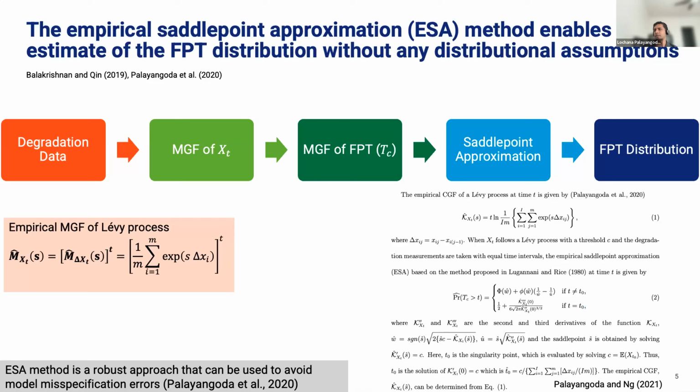For example, if a person assumes the data follows a gamma distribution, but actually it's a Wiener or normal Gaussian distribution, you can create that error. In this approach, we could get rid of those errors, but I'm not going to go through all this math. If you have any questions, I can go through all of these details later.